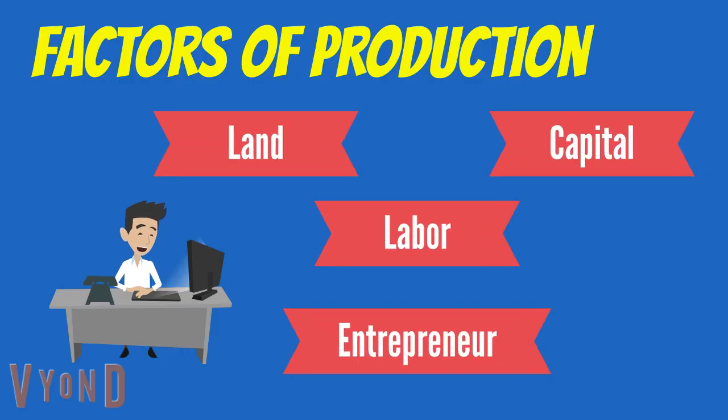Let's look in a little more detail now at the how part. How do we produce? In general terms, we produce by combining 4 factors of production. There are 4 things that are involved in this production process in a general sense. Those 4 are land, capital, labor, and entrepreneurs. And we'll talk about each one of those now in turn.